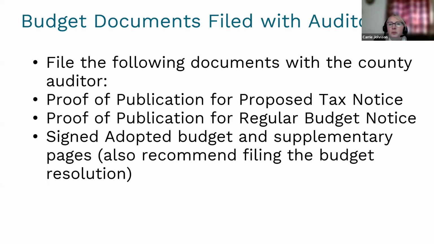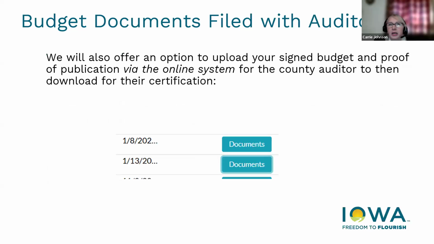You need to file 2 proofs of publication, one for your proposed tax notice hearing and one for the regular budget, full budget hearing. And you need to produce the signed adopted budget and supplementary pages. Also, oftentimes we suggest you file the budget resolution too, just to keep it all together.